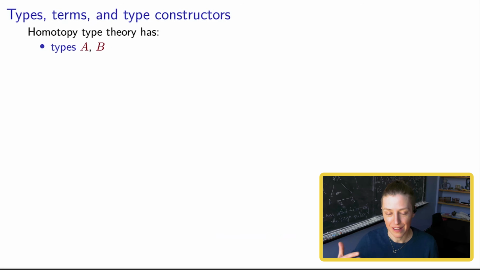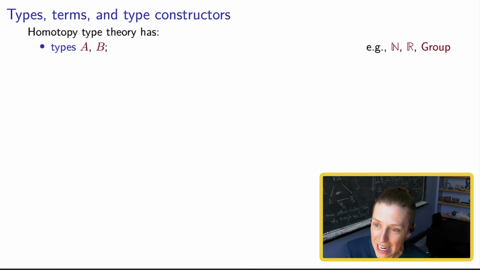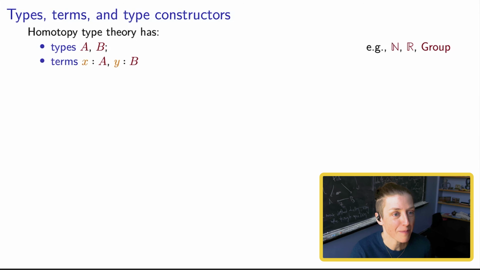Okay, so let's introduce this formal system. Homotopy type theory, like dependent type theory, has some primitive notions. These are the basic core notions. Firstly, we have types. For example, there's a type of natural numbers, a type of real numbers, a type of groups. These are all types. And then types have terms.